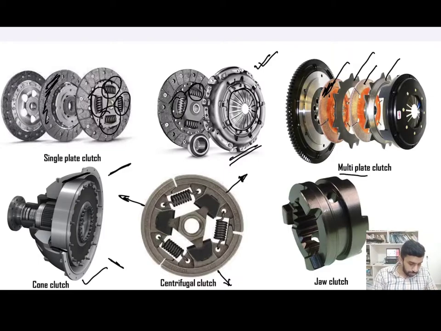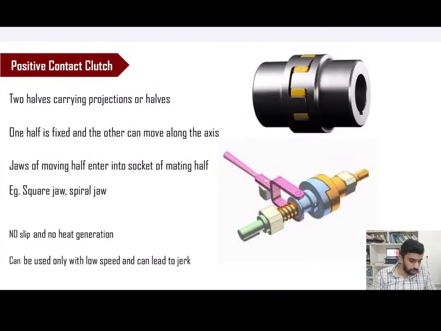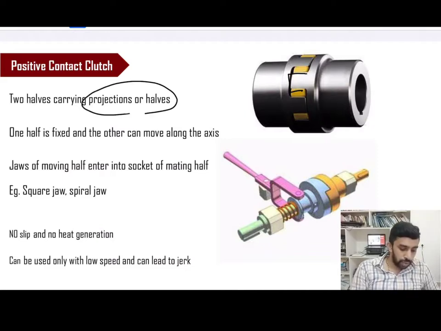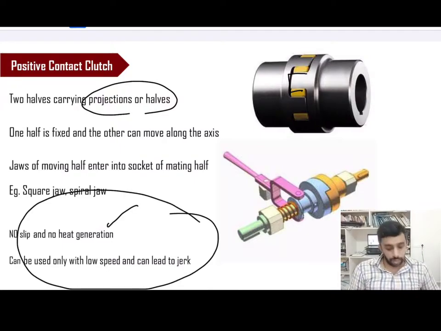Now we have the positive contact clutch. Like I explained for the jaw clutch, you can see one projection entering into the other. The two halves have projections, and one half enters into the other. No slip and no heat are the characteristics of positive contact type clutches.